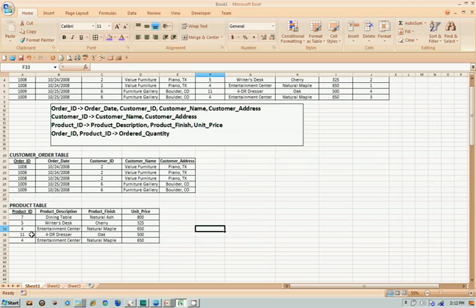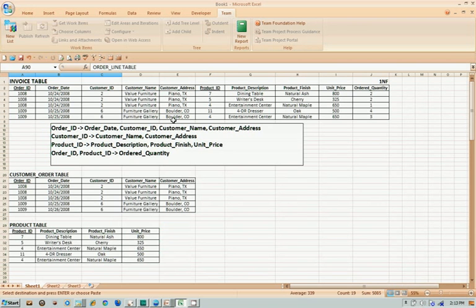We have now converted a relation into second normal form. We created a new relation for each primary key attribute and moved the non-key attributes that are dependent on this primary key attribute. The removal of the partial dependencies results in the formation of the two new relations, product and customer order table.